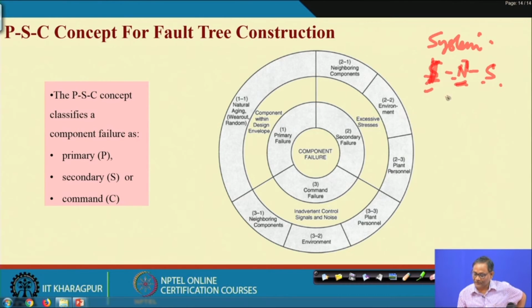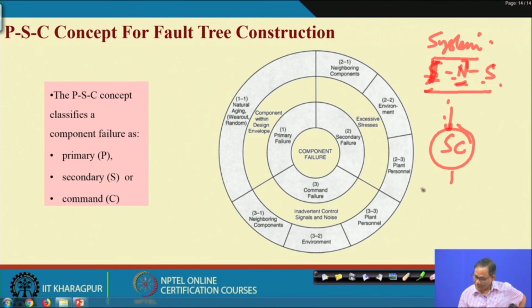In this manner, you will come to the component level. When you come to the component level, that time you use the PSC concept to understand why that component fails. So, INS and then ultimately SC, finally leading to the component, and then at the component level you use PSC. As I told you, PSC is primary failure, secondary failure, common failure, and I have already explained what primary and secondary are.